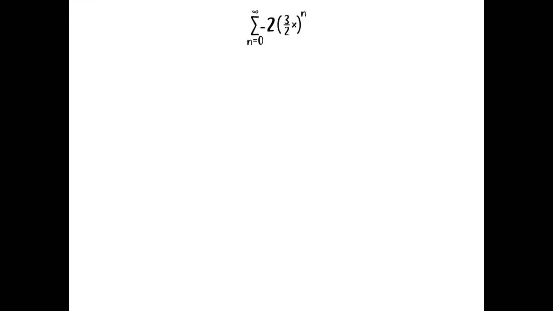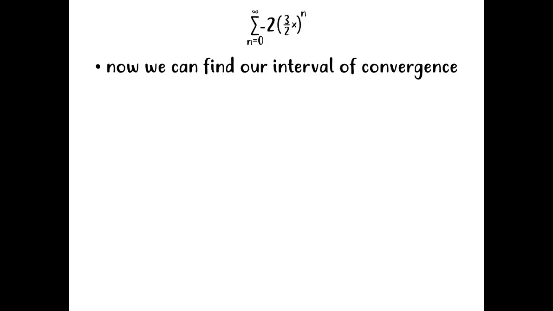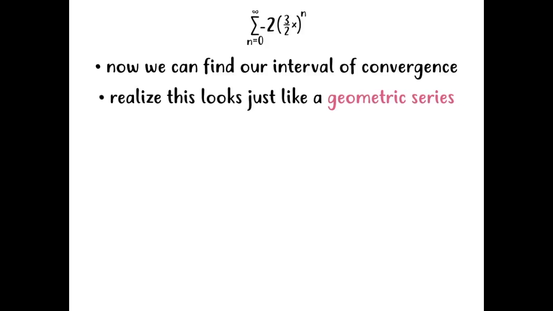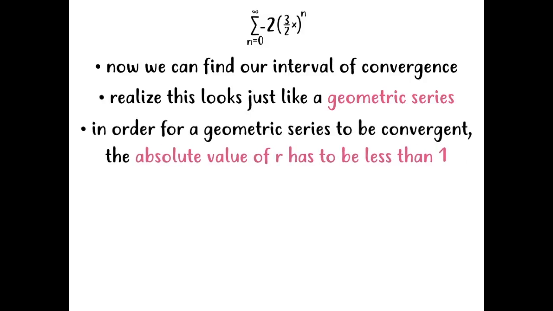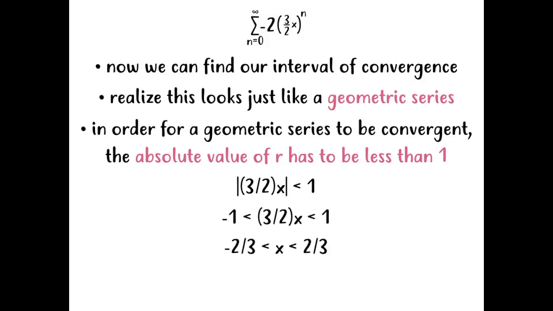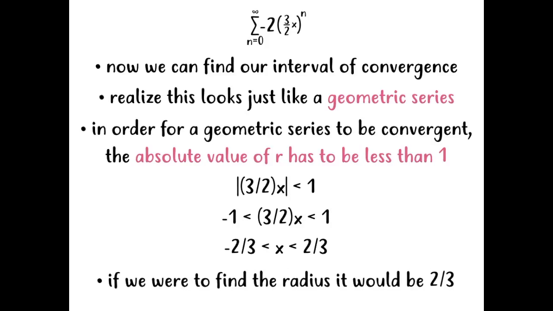Now we can make our power series, which looks like this. And now we can find our interval of convergence. Realize this looks just like a geometric series. In order for a geometric series to be convergent, the absolute value of r has to be less than 1. So we set up our inequality and solve for x. So eventually we will get the interval from negative 2/3 to 2/3. And if we were to find the radius, it would be 2/3.